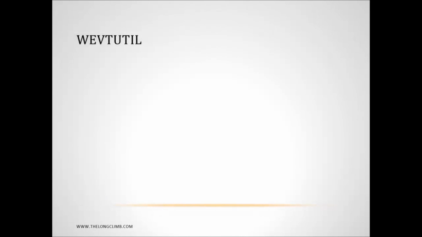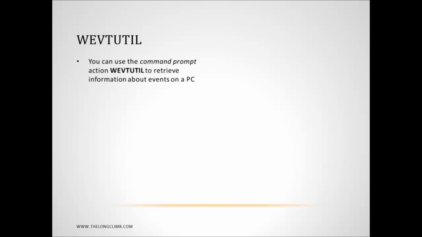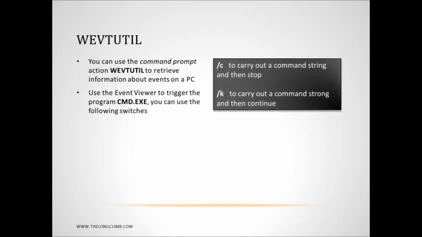Now, I spoke there about being able to attach programs to events and start programs, and I want to talk here about a DOS command called wevtutil. You can use this to retrieve information from the event viewer, and you run it from the command prompt, as I've said. So you can use the command prompt to run cmd.exe with one of the following switches.